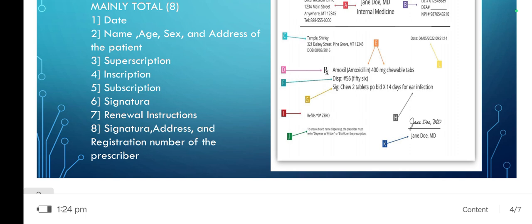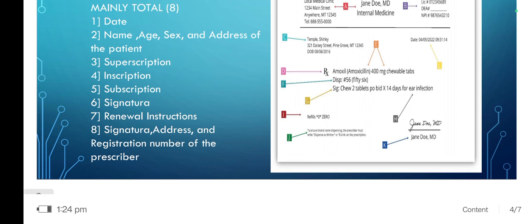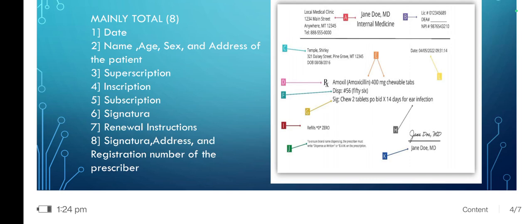Fourth, inscription. This is the main part of the prescription. Inscription is the main part of the prescription. It contains the names and quantities of the prescribed medication. Inscription means the milligrams of drugs to take daily is written in the prescription in the inscription.